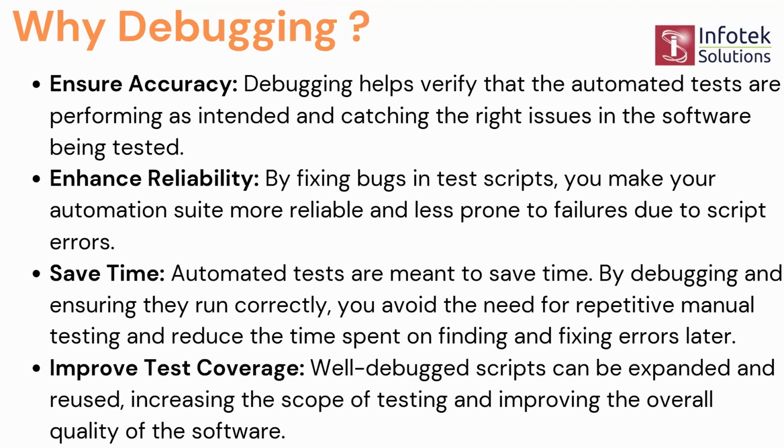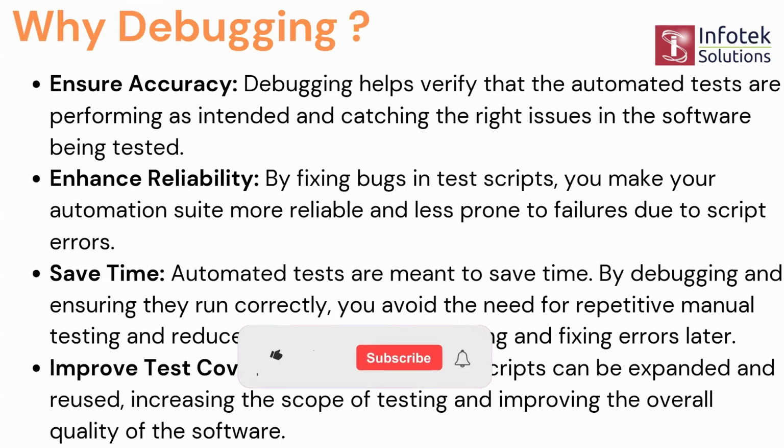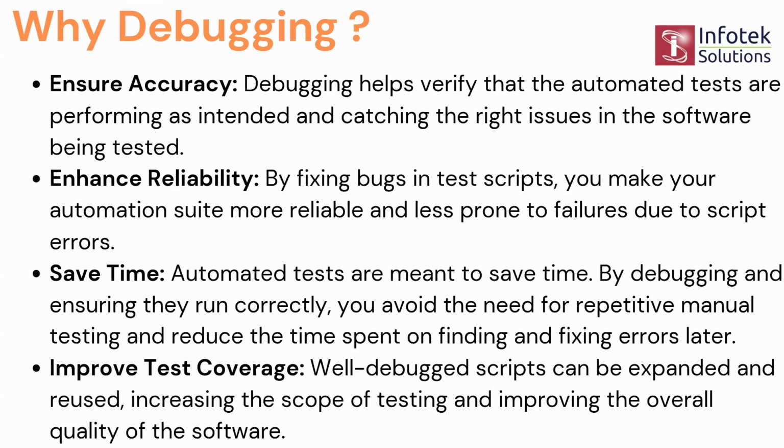Now, why debugging? You have written the code, everything is fine, but why is debugging required? Debugging is required just to ensure accuracy. First thing, debugging helps verify that the automated tests are performed as intended and catching the right issues in the software being tested. So basically, debugging helps to maintain the accuracy of your code. So you identify the issues, perform and catch the right issues in the software.